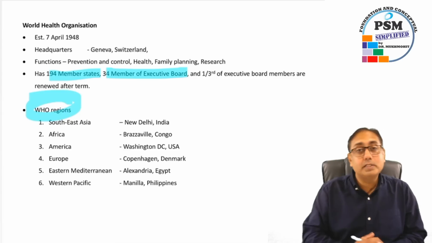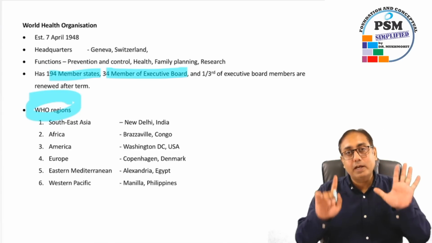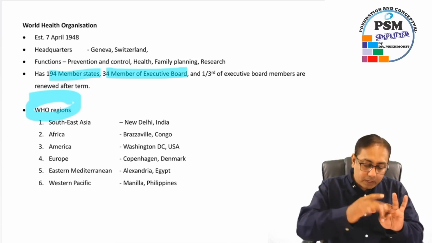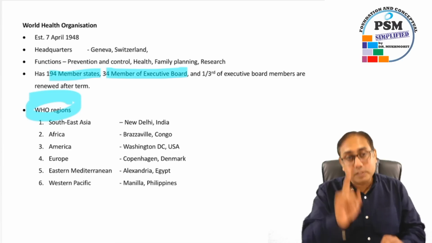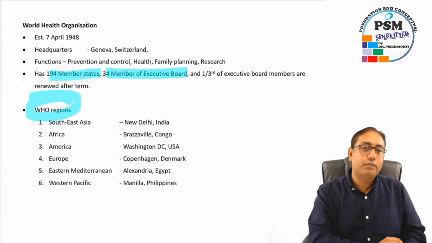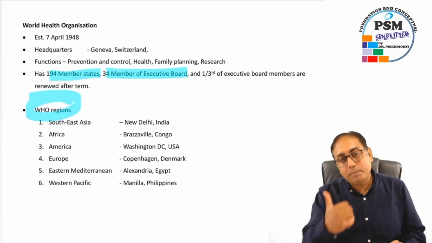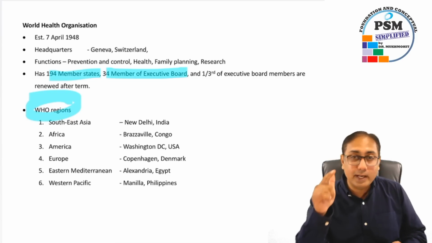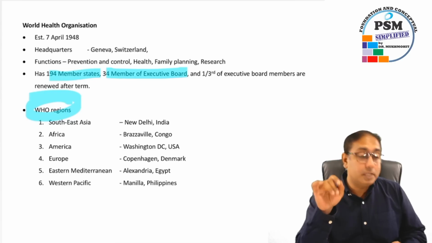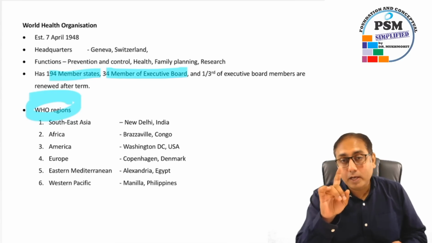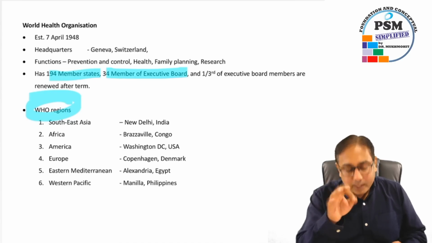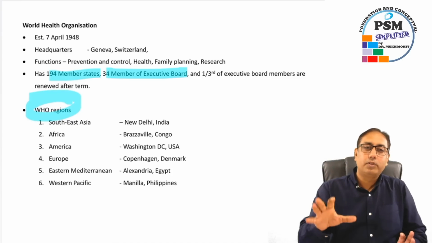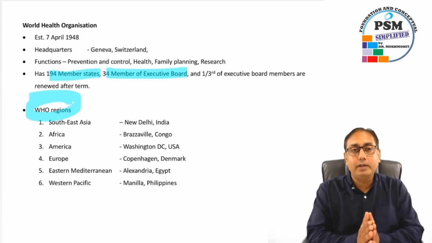What I would like you to remember is the WHO regions. How many WHO regions do we have? 6 WHO regions. These 6 WHO regions are Southeast Asia, Africa, America, Europe, Eastern Mediterranean, which is different from Central Asia or from the Asian countries, and Western Pacific is again different. Western Pacific has the headquarters where? Not in Australia. It has the headquarters in the Philippines. Please note, Eastern Mediterranean has its headquarters in Egypt; don't think about Afghanistan and Pakistan and all those countries.